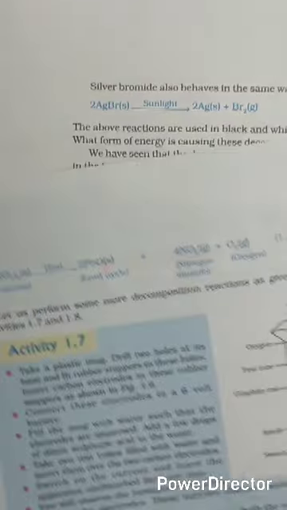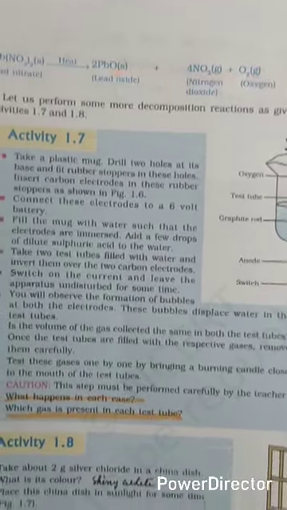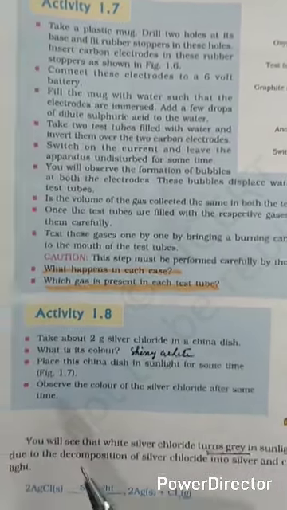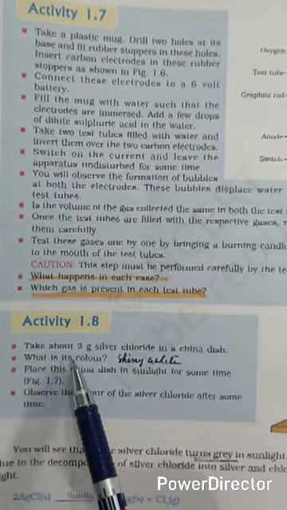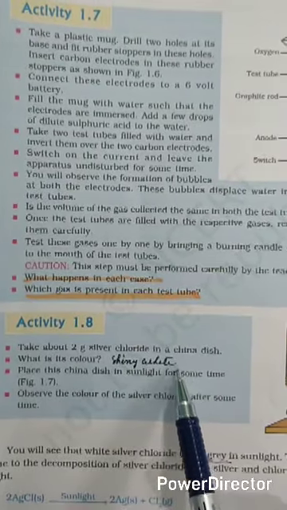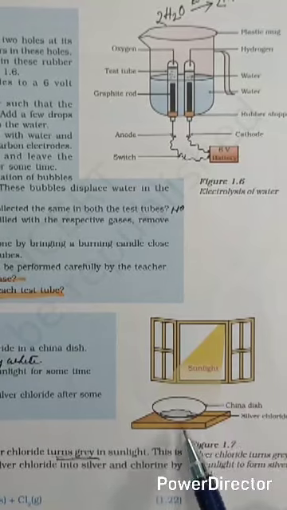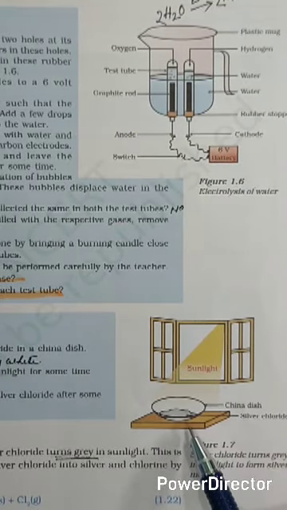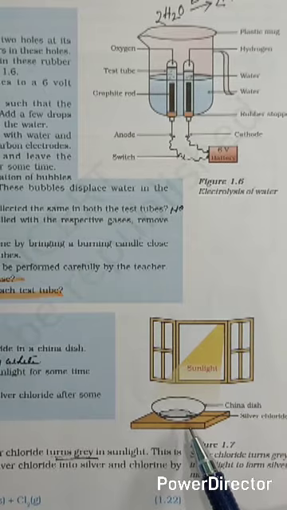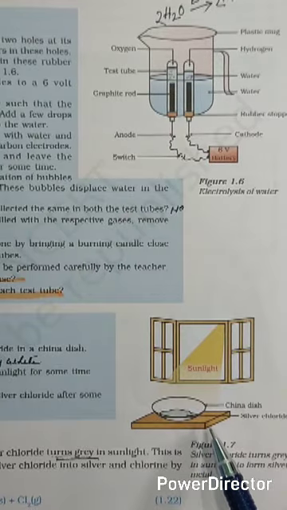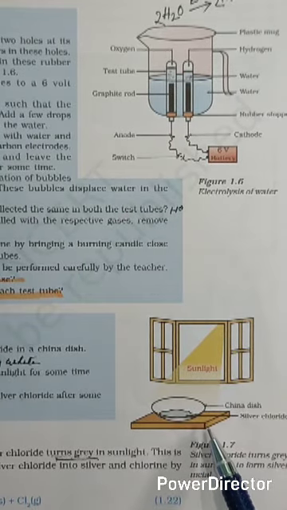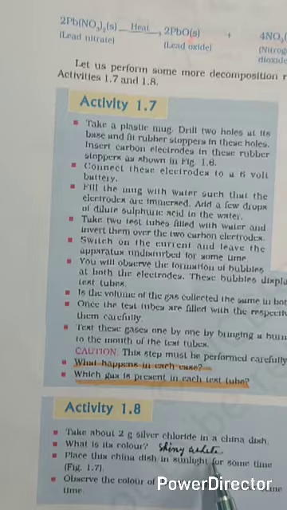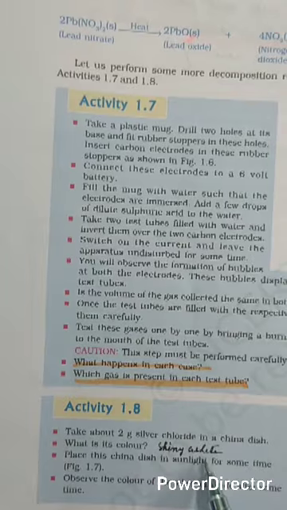Okay. Next is the next activity. Very simple activity. Take about 2 gram silver chloride in a china dish. Here the picture is given. In this china dish we have to take 2 gram silver chloride. Okay. What is the color of this silver chloride? The color of the silver chloride is, you see, what is its color? Shiny white.